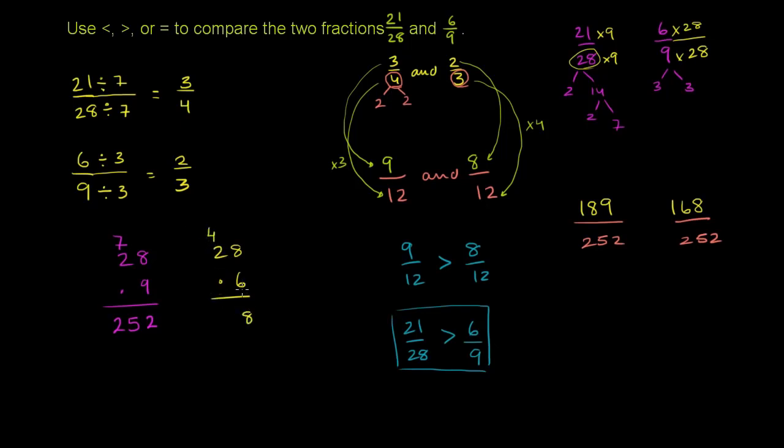48. 2 times 6 is 12, plus 4 is 16. So right, 168. So now we have a common denominator here, and so we can really just compare the numerators. And 189 is clearly greater than 168. So 189 over 252 is clearly greater than 168 over 252. That's the same thing as saying 21 over 28, because that's what this is over here. The left-hand side, 21 over 28, is clearly greater than the right-hand side, which is really 6/9.